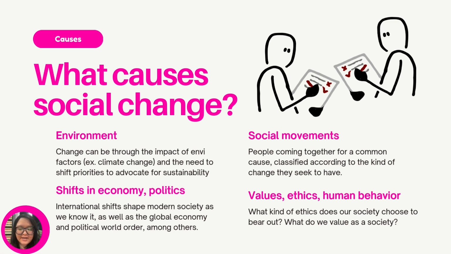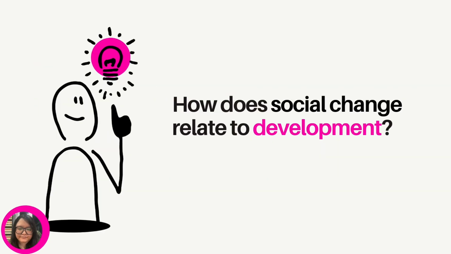So, social change also happens because of the powers in play that tip the balance of economy, politics, and the essential world order. A social change happens because of social movements or like people coming together to reach a common cause. Social change also happens because our behavior changes because of what we value as a society. So, what kind of ethics or principles do we uphold as a society, what we choose to bear out? This also causes social change.